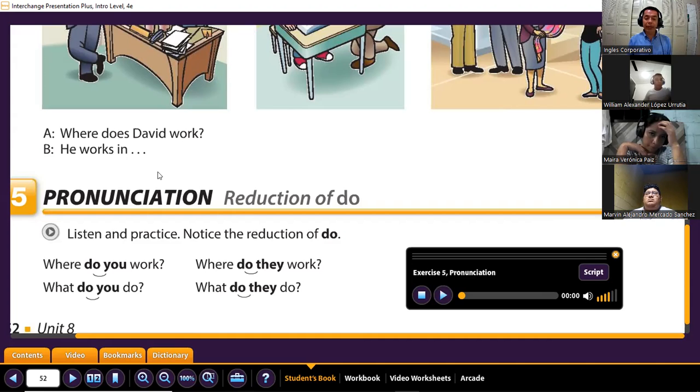Okay, please repeat after the audio. Reduction of do. Listen and practice. Listen and repeat. Notice the reduction of do. Where do you work? What do you do? Where do they work? What do they do? Okay, good. Questions?